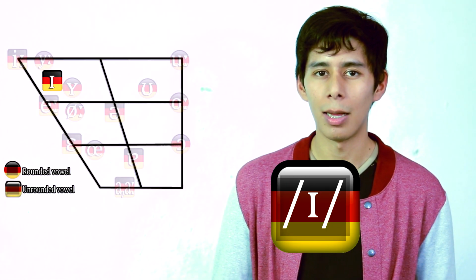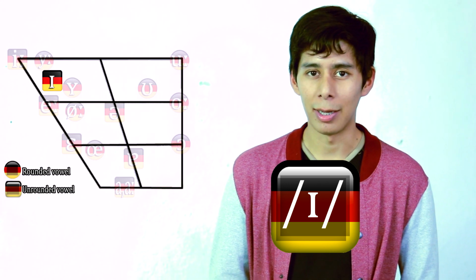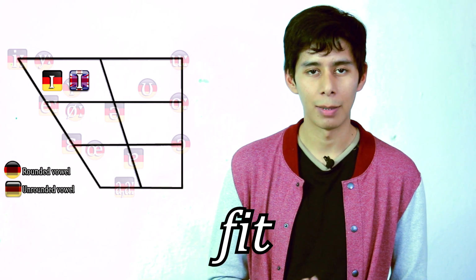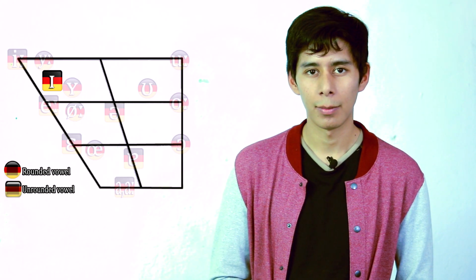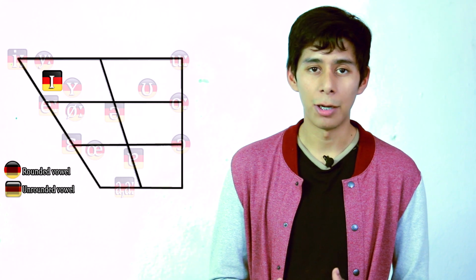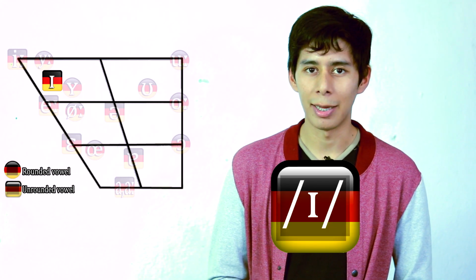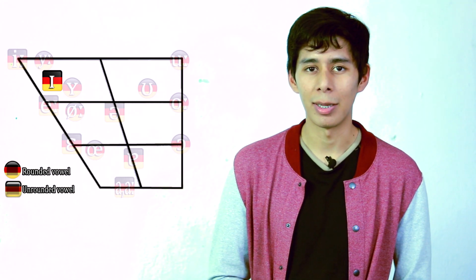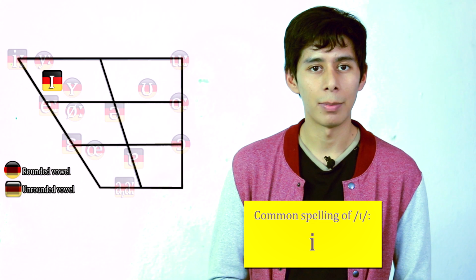The next vowel sound is the short i. This vowel is very similar to the sound that we find in the English word fit. In German we can say that this sound is the open and short version of the long i. As an open vowel and short vowel, this sound normally appears in closed syllables and in both stressed and unstressed syllables. We find it represented by the letter i.